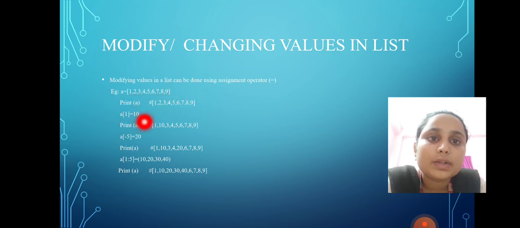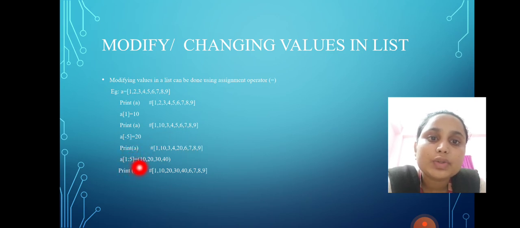A of 1 is equal to 10. Then we have to assign: this is 0 value and this is 1 value. In the place of 2 we will get 10. The updated value will be printed here, print of A. And the next one is A of minus 5 is equal to 20. Here the minus 5: this is minus 1, minus 2, minus 3, minus 4 and minus 5. In this place we will get the updated value as 20, and here print A. The updated list will be printed.